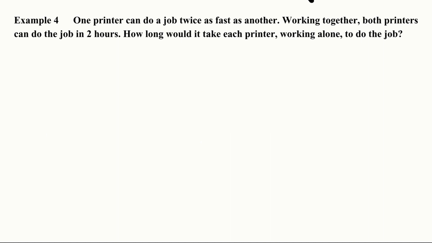All right, let's have a look at this problem. We have one printer that can do a job twice as fast as another. So we basically have a slow printer and a fast printer. Working together, both printers can do the job in 2 hours. How long would it take each printer working alone to do the job? This is a classic kind of work problem that we can tackle.